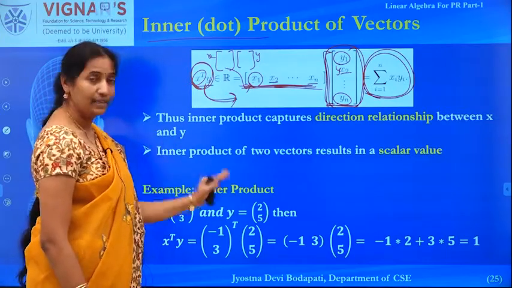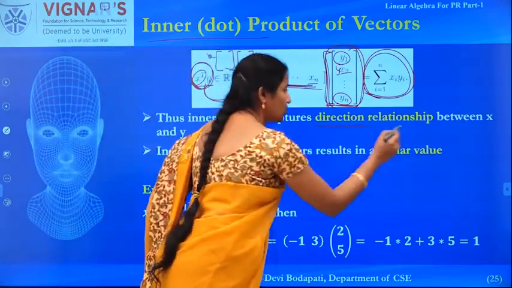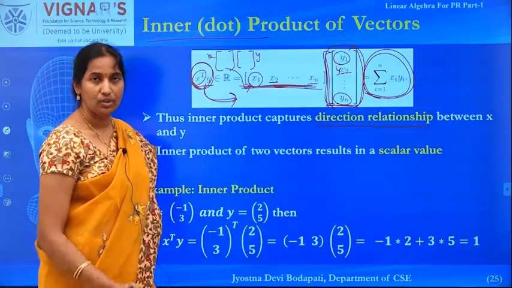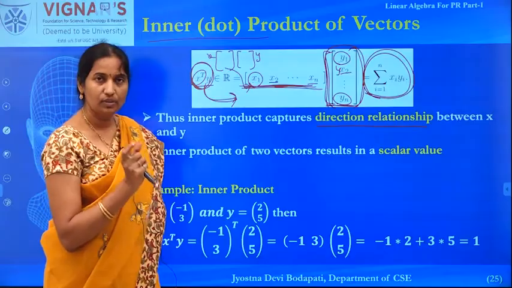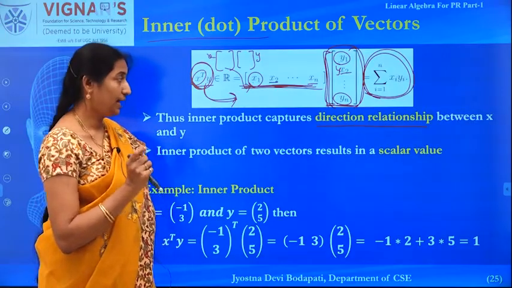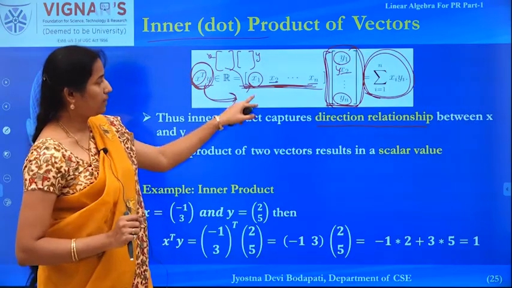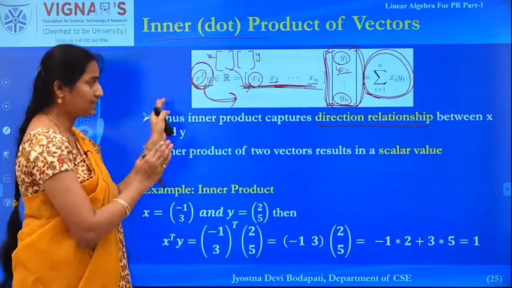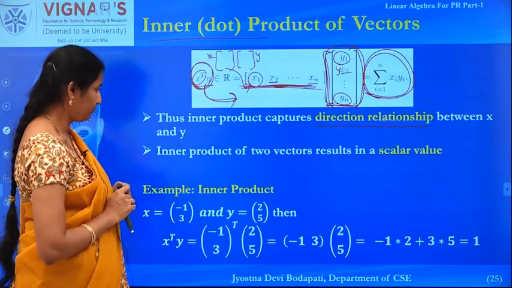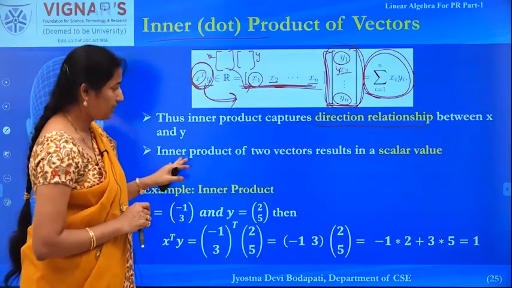And what does it give me? It gives the direction relationship between the two vectors, so in which direction they are. What is the relationship between these two vectors? That kind of relationship can be interpreted when you get the inner product of these two vectors. We'll discuss that in detail shortly. So let's see some other details.